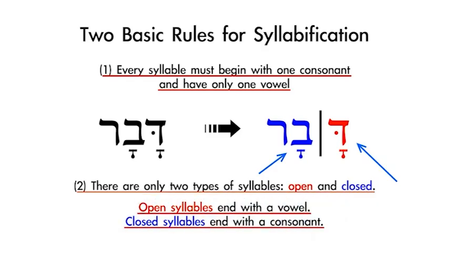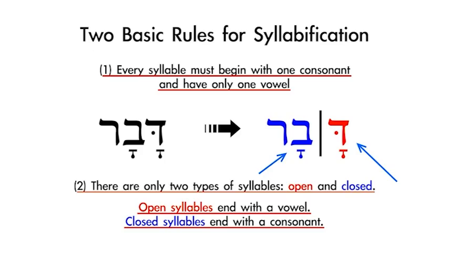It's that easy. If we look at our example again, you'll see that the first syllable, da, begins with a consonant, dalet, and has only one vowel, kametz, and there is no consonant that closes it off. So there's a consonant and a vowel, so that syllable is open because it terminates or ends in a kametz, or a vowel. Our second syllable, var, is a closed syllable because it begins with a consonant, it has a vowel, but then it finishes up with a consonant. So it's closed because it terminates with a consonant.